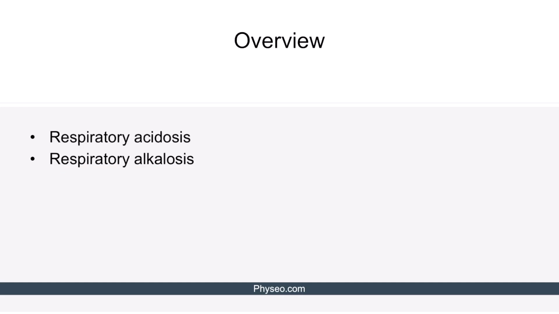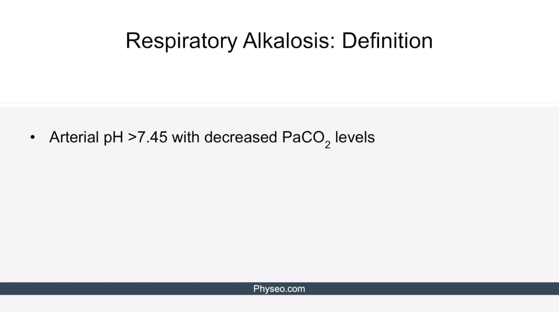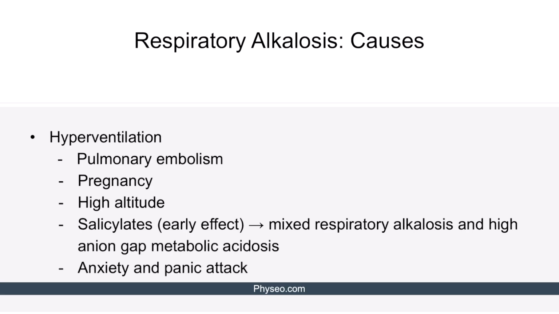Lastly, we'll talk about respiratory alkalosis. We will discuss definition, causes, clinical presentation, diagnosis, and management of respiratory alkalosis. Respiratory alkalosis is an acid-base disorder characterized by arterial pH of more than 7.45 and decreased partial pressure of carbon dioxide. Respiratory alkalosis can be caused by multiple different conditions. However, all these conditions induce hyperventilation, and this is how they cause respiratory alkalosis.